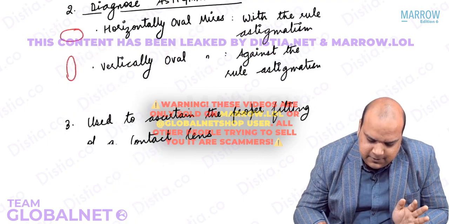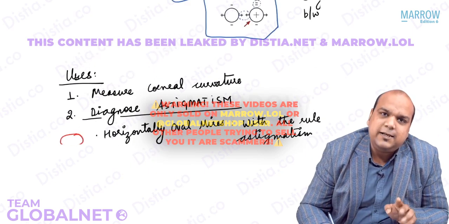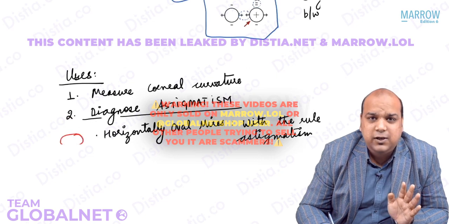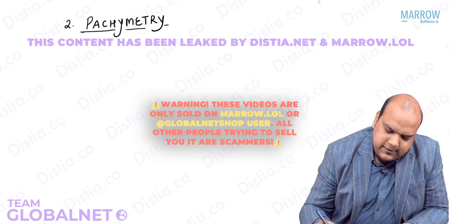Please see everybody the images. Please remember this question that can be asked. Please remember all the image-based questions that can be asked. Very easy investigation. Corneal curvature keratometry. Moving on to the second investigation, everybody.